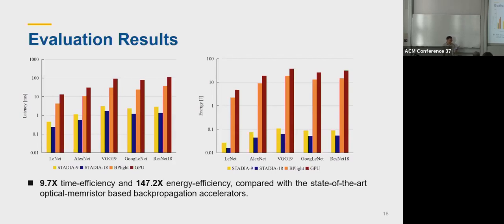And these two pictures show the propagation lengths across the LeNet, AlexNet, VGG, GoogLeNet, and ResNet architectures for BP-Lite and our accelerator based on Stadium 9 and Stadium 8. On average, the Stadium 9 based architecture can reduce the latency by 9.7 times and outperformed by 147 times compared to BP-Lite.